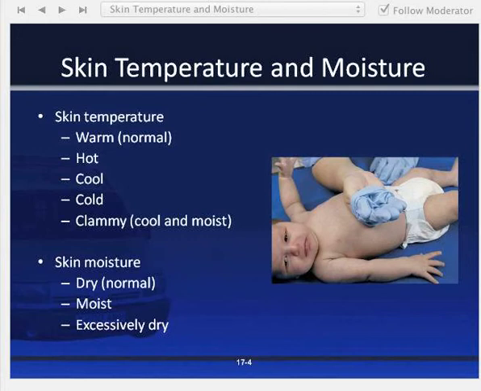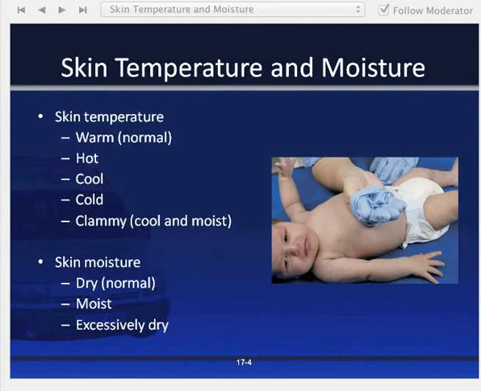Assess skin temperature by placing the back of your hand against the patient's face, neck, or abdomen. Normal skin temperature is warm. Hot skin may be caused by fever or heat exposure. Cool skin may be caused by inadequate circulation or exposure to cold. Cold skin may be caused by an extreme exposure to cold or shock. Clammy or diaphoretic skin, which is cool and moist, may be caused by shock, among other conditions.